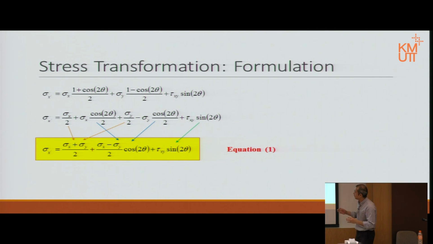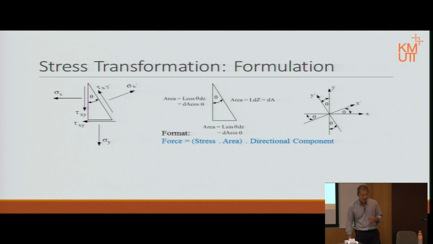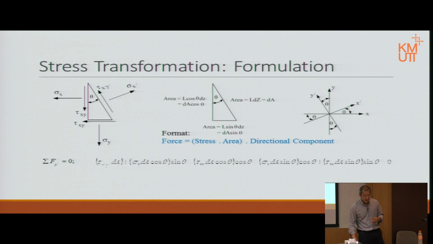Once we've done that, then maybe we change the equation. We go back to the same picture first, using the same format. This time we'll go through sigma y prime. Again, still in equilibrium, so the summation of force must be 0. Using the same format, we turn out this set of equations. Again, let's go one by one so we don't get lost.